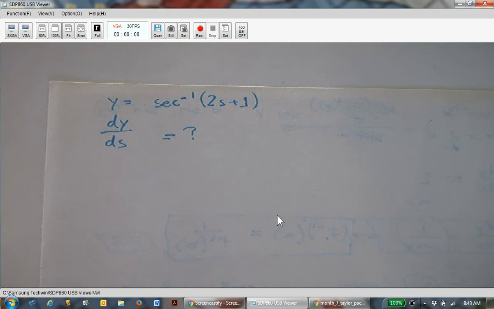So be very careful with this one because there's an absolute value there. It doesn't make things that much more difficult. It just throws you for a loop.